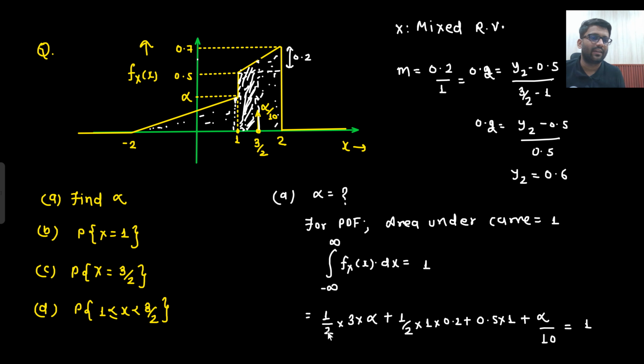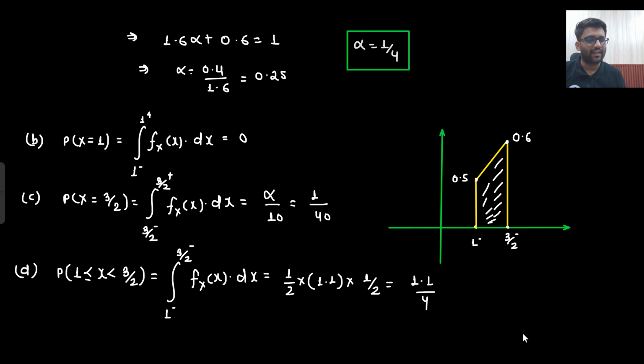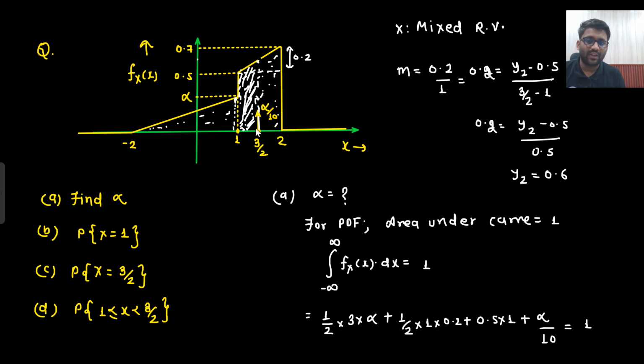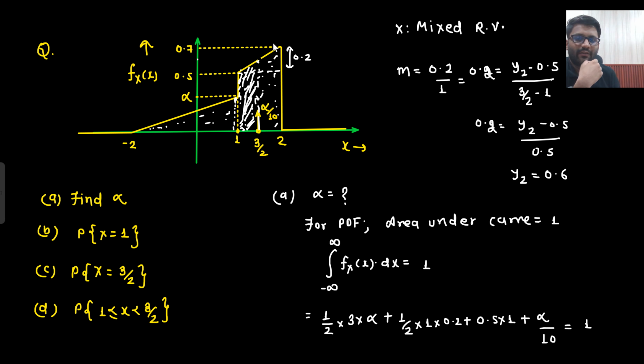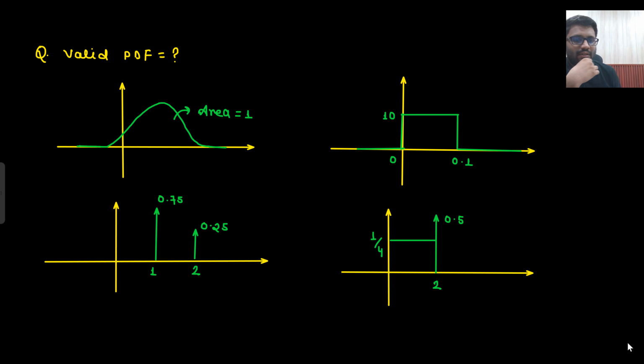The area is alpha by 10. But from 1 minus to 1 plus, the area would be 0 only. Here we have seen that from 1 minus to 1 plus, the area would be 0. But from 3 by 2 minus to 3 by 2 plus, the area would be different. And then we calculated this particular answer. We calculated the area here. The important part was what will be the amplitude here, that would be 0.6. You solve this question.